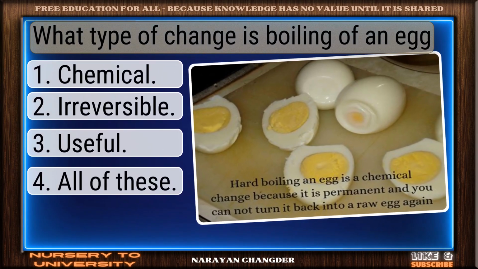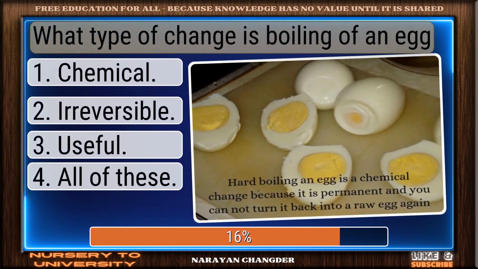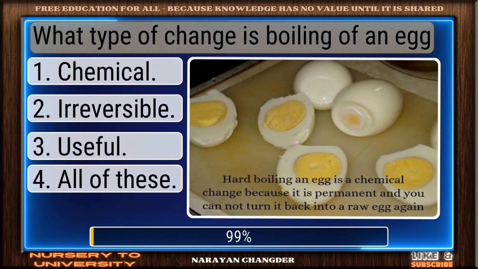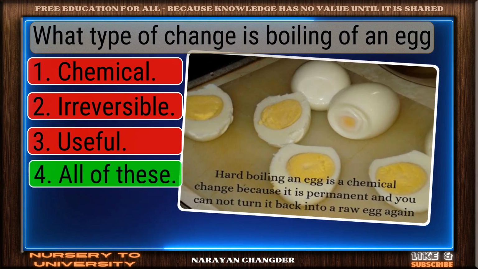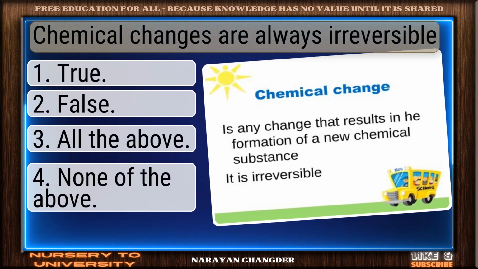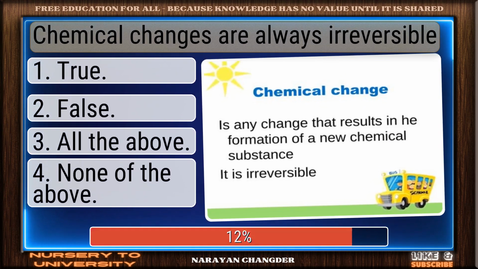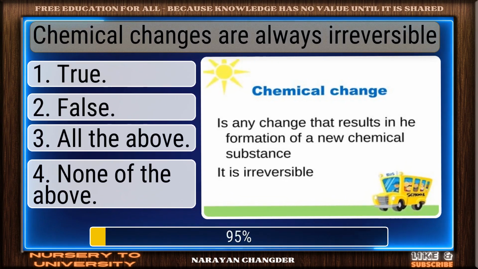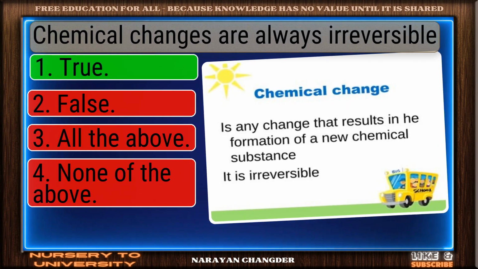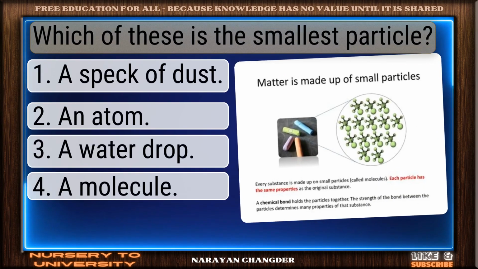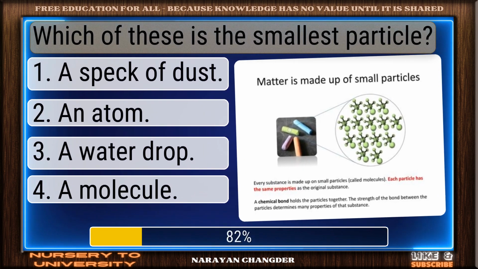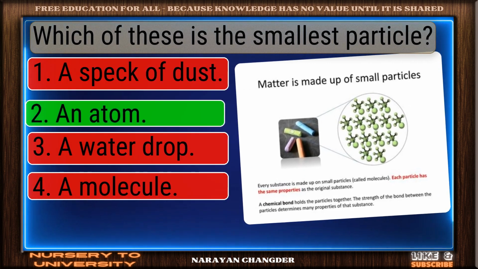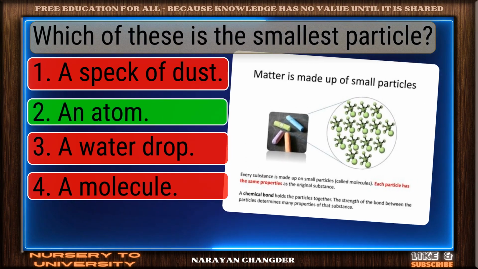What type of change is boiling of an egg? On track. All of these is the correct answer. Chemical changes are always irreversible. You're right. True is the correct answer. Which of these is the smallest particle? Correct response. An atom is the most accurate answer.